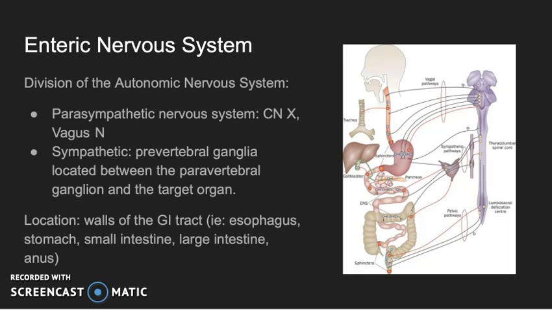Like the central nervous system, the enteric nervous system has efferent, afferent, and interneurons, which allow the transmission of the reflexes. The parasympathetic nervous system utilizes cranial nerve 10, the vagus nerve, while the sympathetic nervous system utilizes the prevertebral ganglion, where the synapse of the neurons happens. The enteric nervous system lies within the walls of the GI tract. So that means the esophagus, the stomach, the small intestine, the large intestine, and the anus.